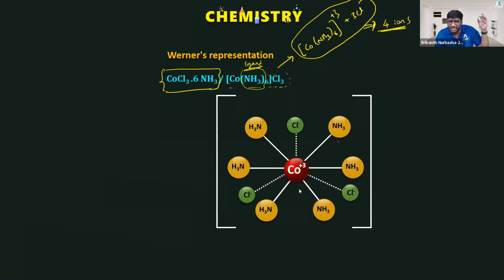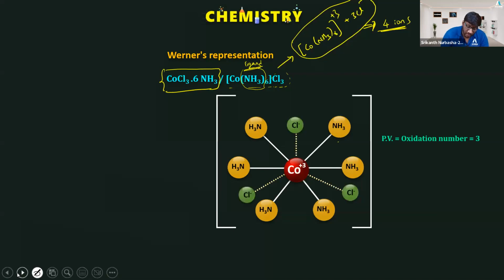Werner's theory was the first theory which tries to explain complex compounds. He made his first effort. Later on, there are a lot of drawbacks in Werner's theory. He could not explain color. He could not explain the hybridizations. He could not explain the type of bond formed and why only such types of bonds formed. He has just said there are two types of valencies, and based on that, he has categorized the molecules.